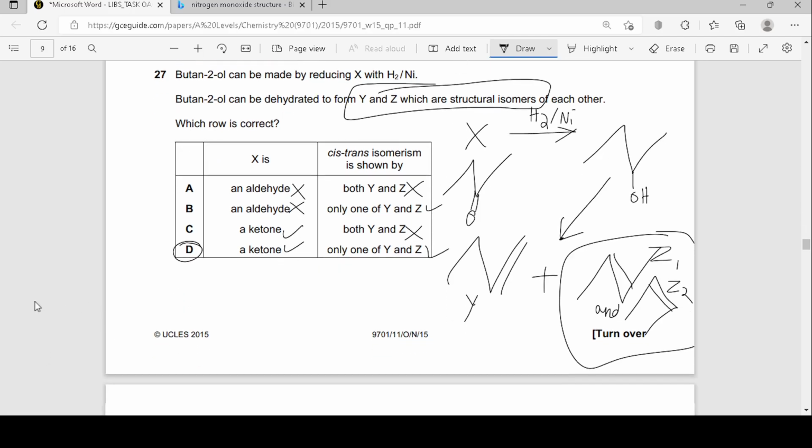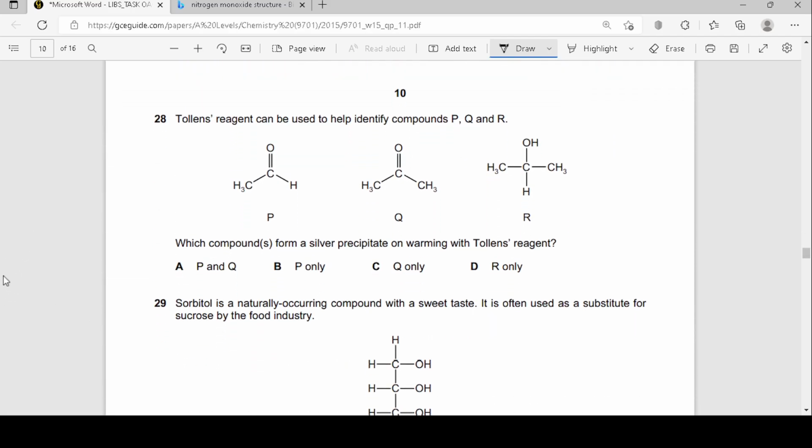Okay. Question number 28. Tollens reagent can be used to help identify compounds P, Q, and R. Which compounds form a silver precipitate on warming with Tollens reagent? Tollens reagent is a test for aldehydes, is it not? So which ones have aldehyde groups?